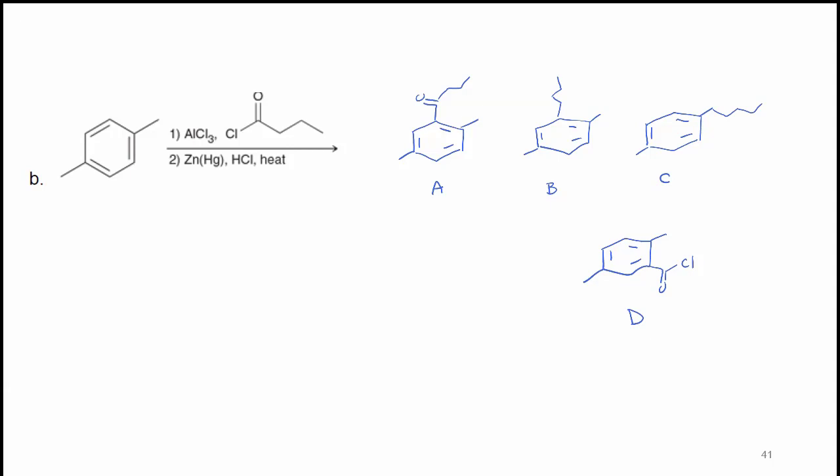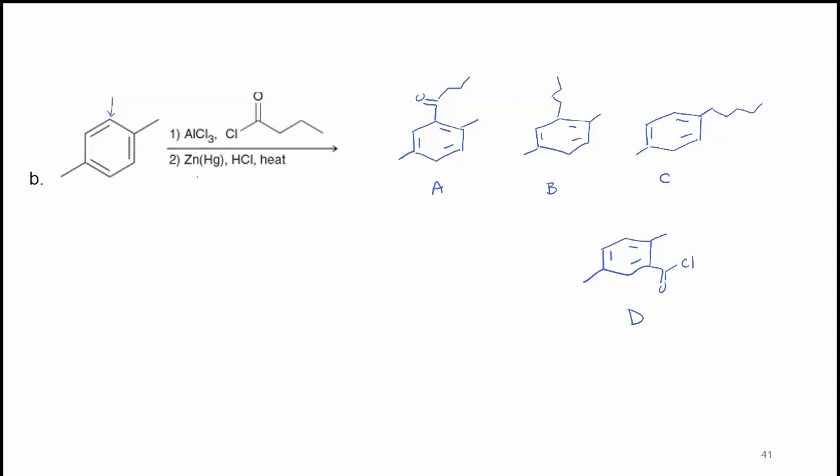Okay, so in the first step, we're going to add this acyl group here, and both of these methyl groups are ortho directors, and the molecule happens to be symmetric. So wherever we add it doesn't really matter at this point. So it should go to one of the ortho positions. So after we do step 1, that will give us A.